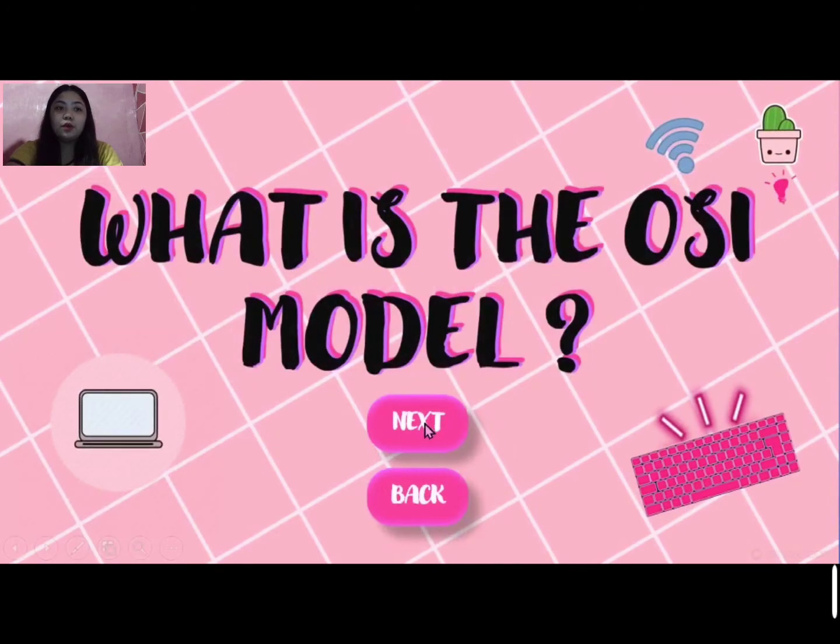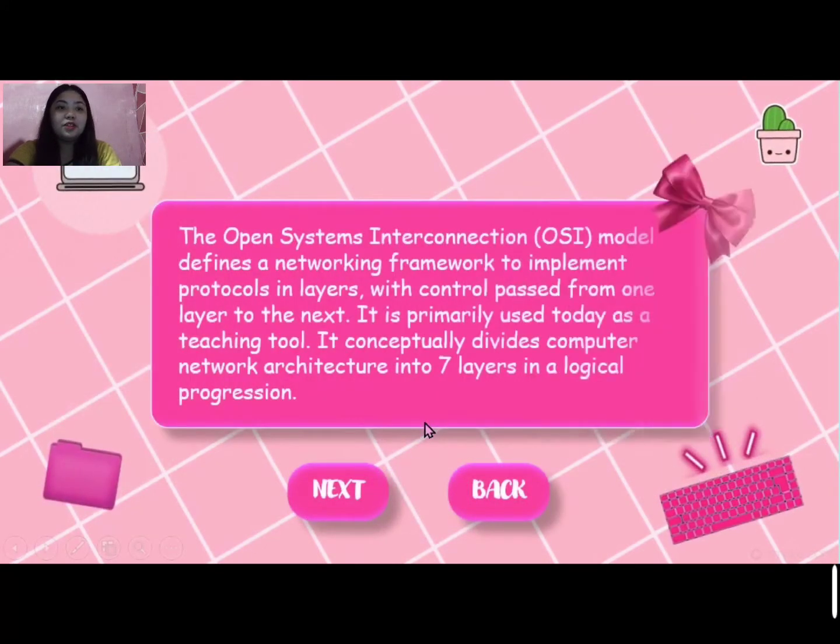What is the OSI model? The Open Systems Interconnection Model defines a networking framework to implement protocols in layers, with control passed from one layer to the next. It is primarily used today as a teaching tool. It conceptually divides computer network architecture into 7 layers in a logical progression.